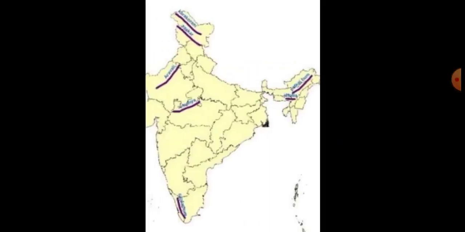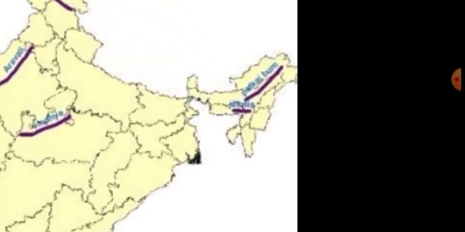Then the next map, Patkai Hill. In the eastern side of India, nearby Arunachal Pradesh and Assam, that border is the Patkai Hills. Patkai Hills, as given, that one you have to do. That one alone you have to do in this map.